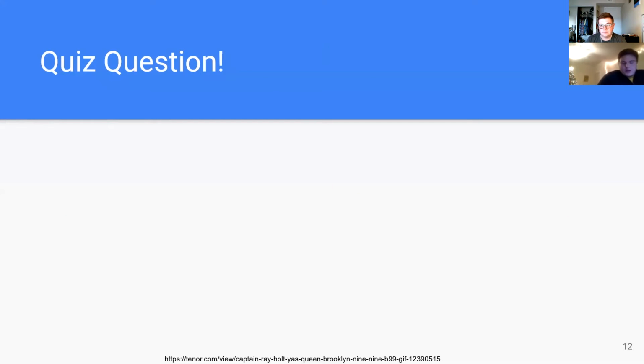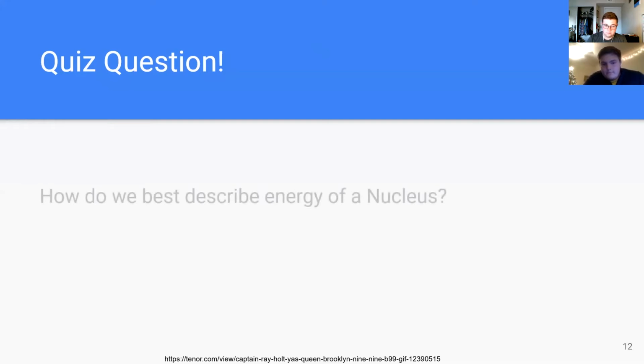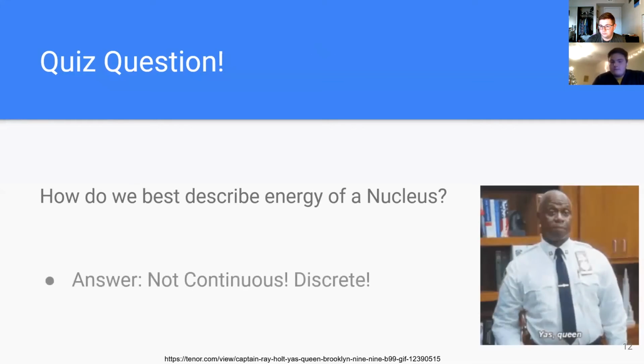Okay, so now we're just going to do a quick quiz question here, just kind of looking back at what I've talked about so far. So how do we best describe the energy of a nucleus? I've harped on this a lot, but I want to make sure we understand before moving on. How do we best describe this? So take a minute, pause the video, write this down, and we'll come back and discuss the answer.